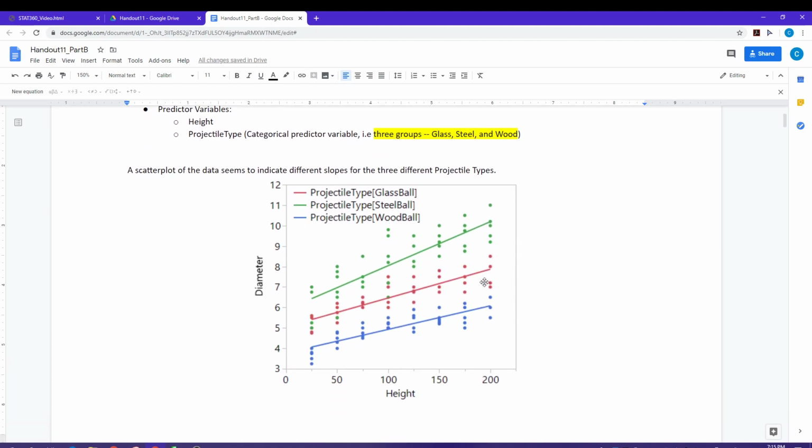Here's what a scatter plot looks like that I obtained in JMP. We can see that the green here is the steel balls, and they tend to be higher in diameter, or cause a larger crater than the other two here. The wood balls that they were using were fairly light, so they did not cause that big of a crater when they were dropped.